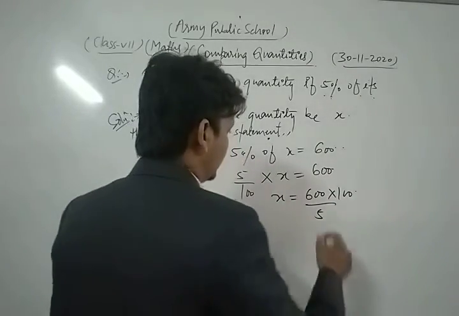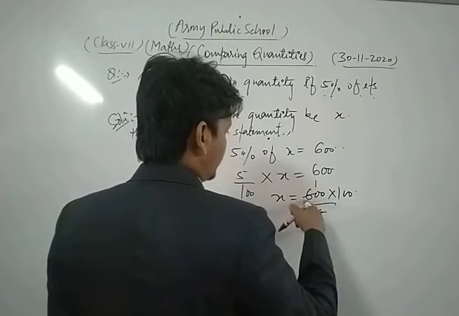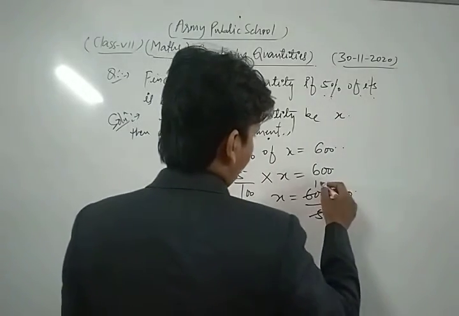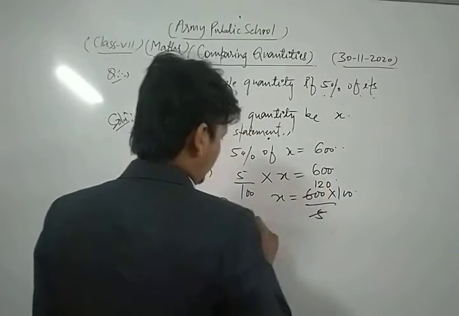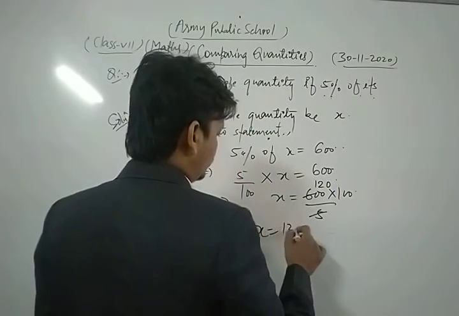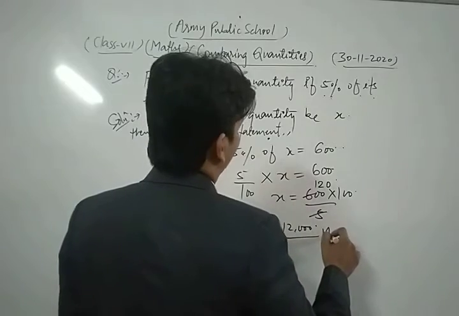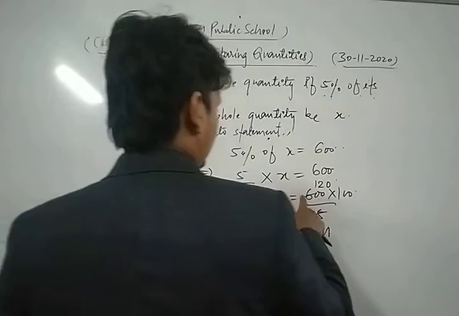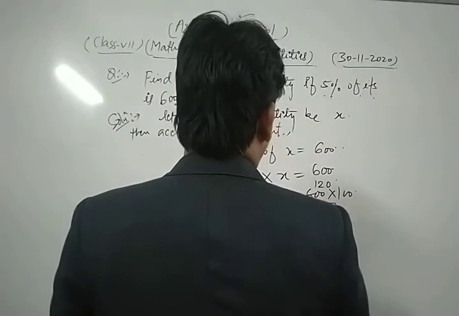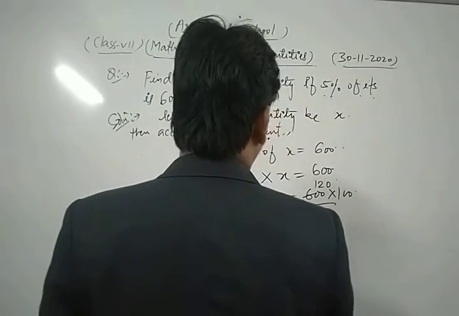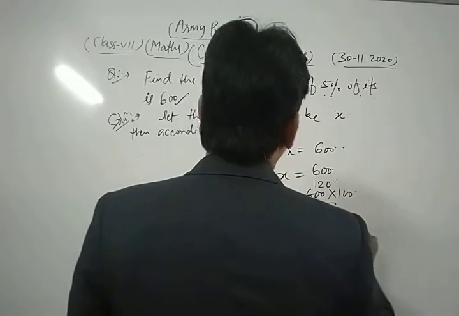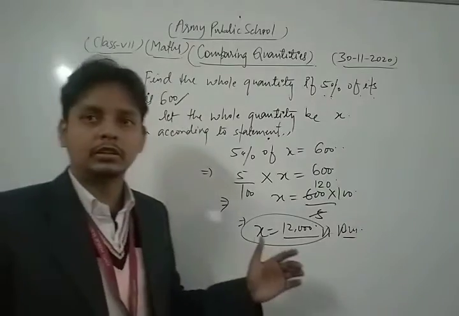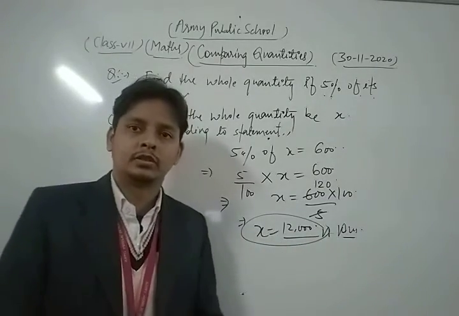Now 5 ones are 5, 5 twos are 10, 0. So now we multiply them, we get 12,000. So the whole quantity is 12,000. Okay, so this is the method to solve that type of question.